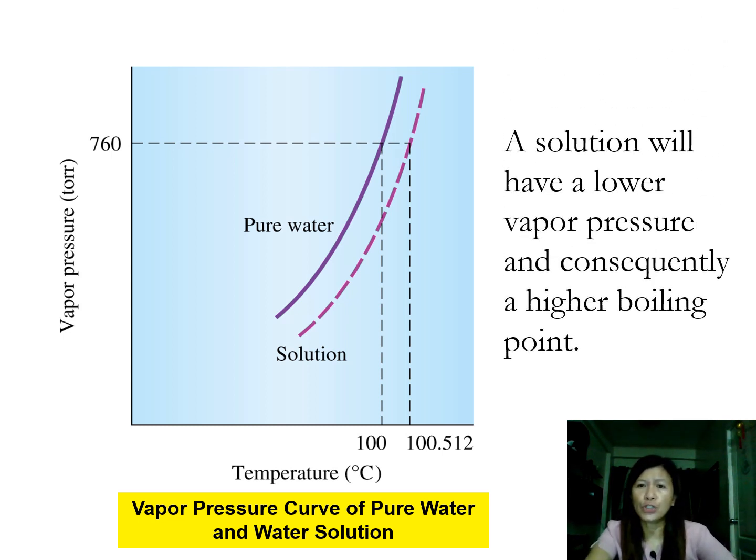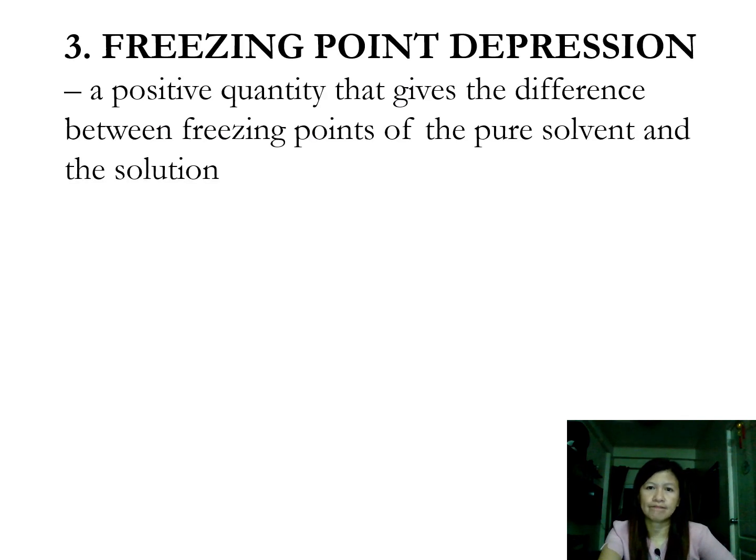So a solution will have a lower vapor pressure because of the addition of solute particles and consequently a higher boiling point. It will take longer to boil a solution. It will also require higher energy and therefore a higher temperature for its boiling point.